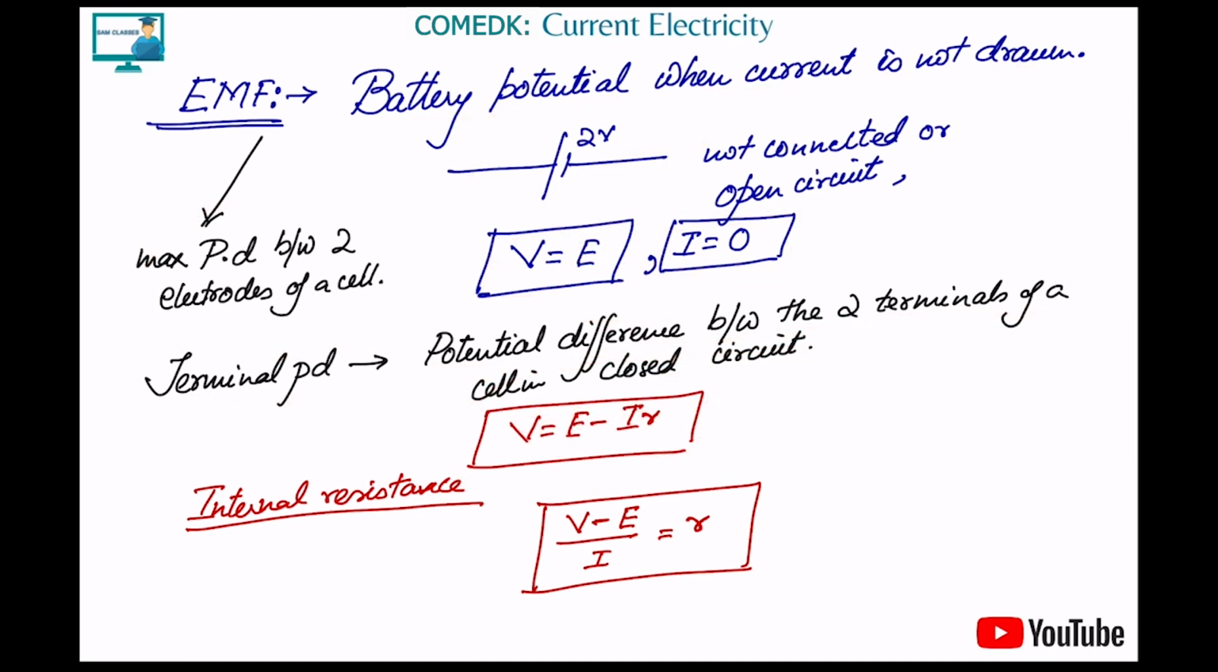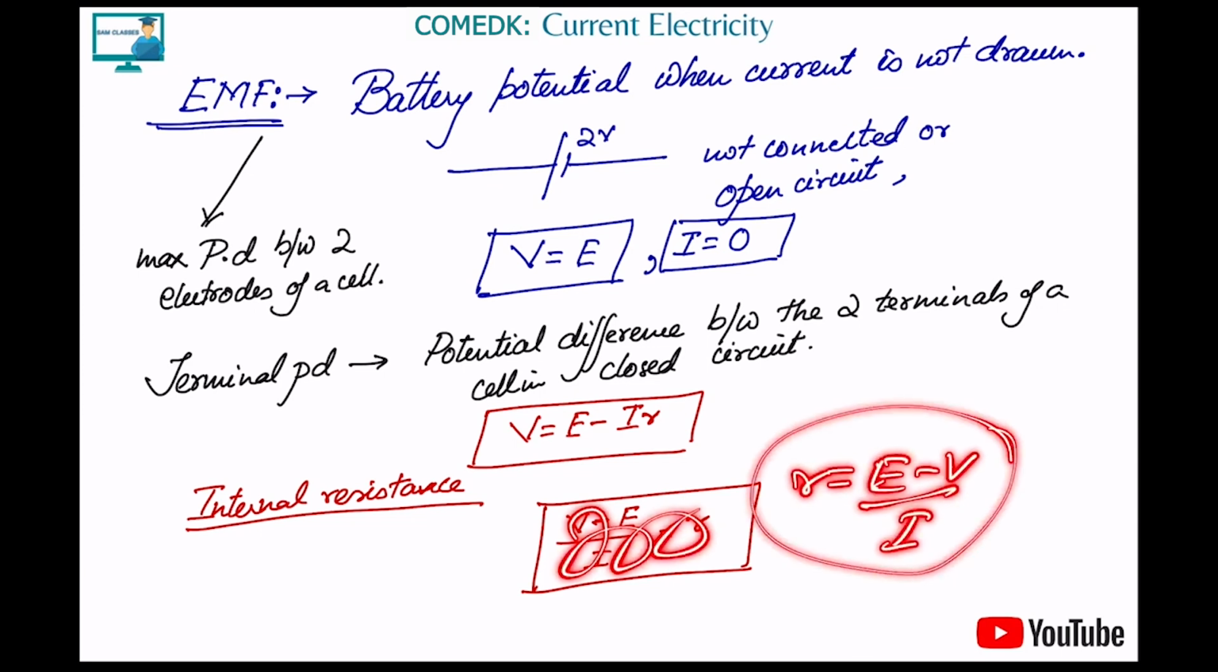What is it known as? Terminal potential difference. Internal resistance, how will you find it? Send the E to that side. Something I've written wrong, this is wrong. r is equal to (E minus V) by I. Okay, E minus V by I.